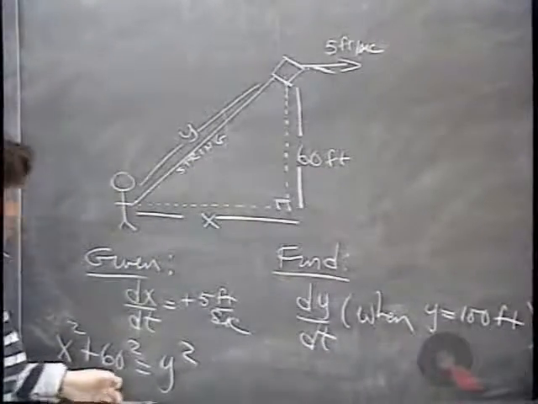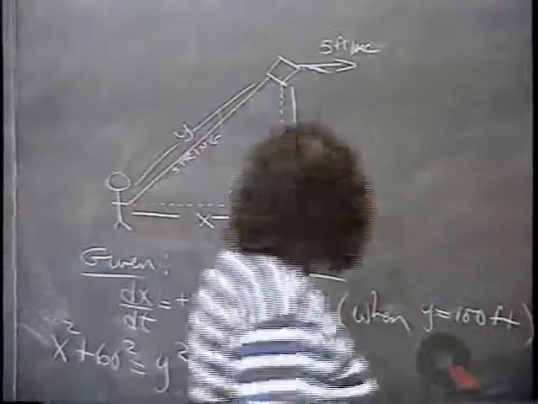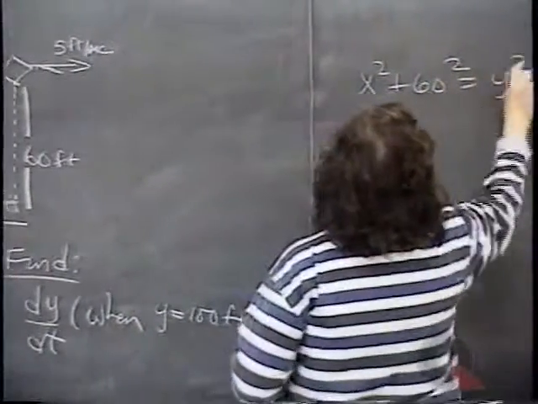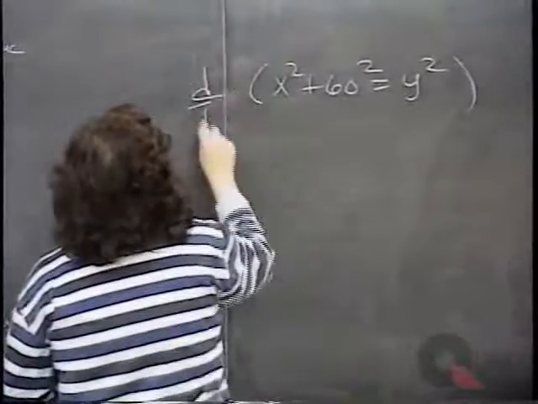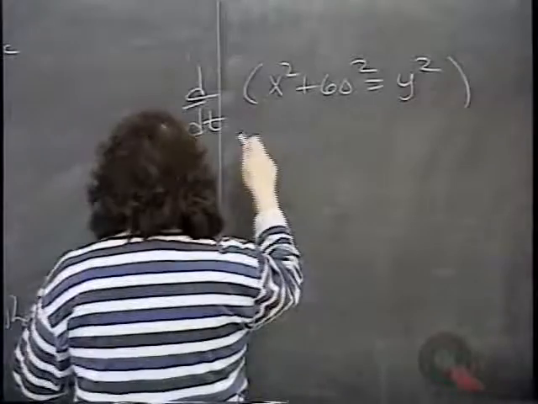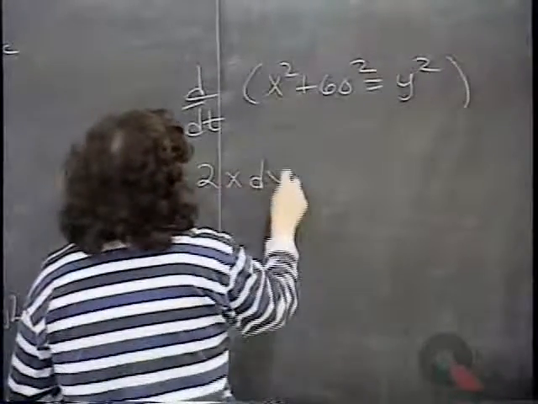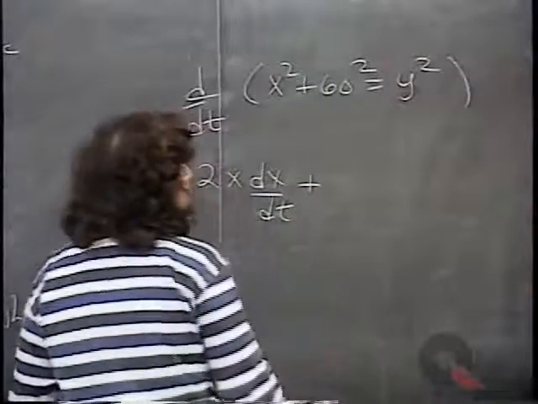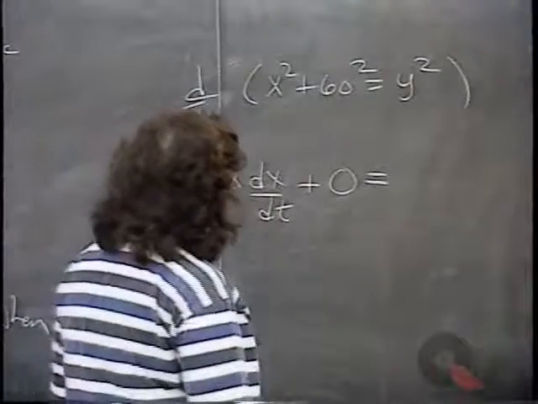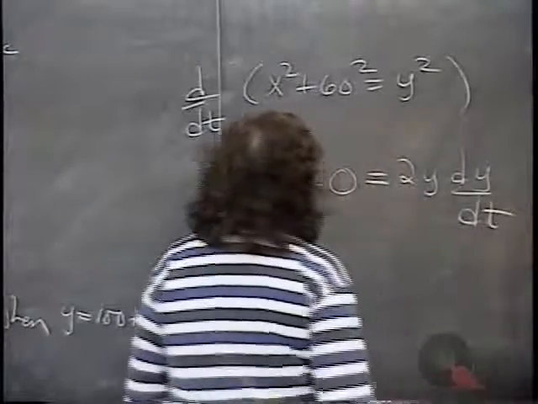Okay, so we have x squared plus 60 squared is y squared. We know dx/dt. We want to find dy/dt. So we'll take our equation, x squared plus 60 squared is y squared, and we're going to differentiate both sides of this equation with respect to t. So, the derivative of x squared with respect to t is 2x dx/dt. The derivative of 60 squared with respect to t is 0 because it's constant. The derivative of y squared with respect to t is 2y dy/dt.